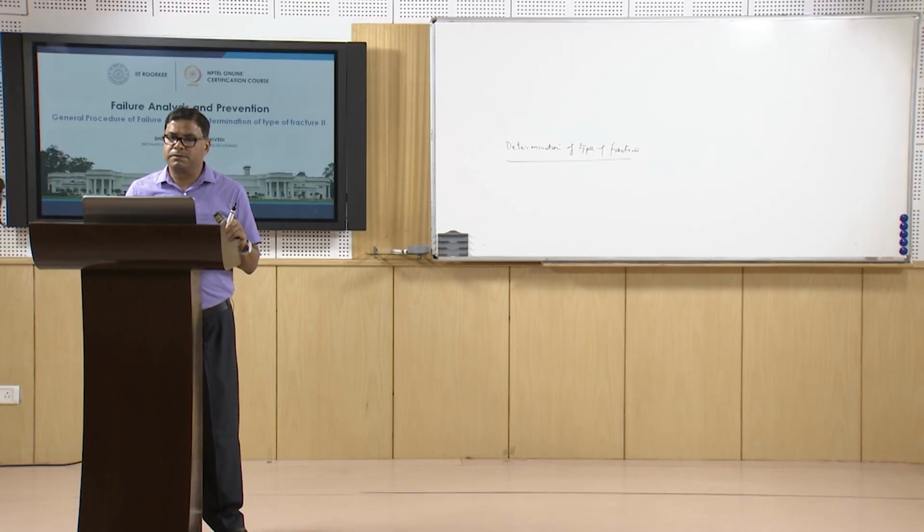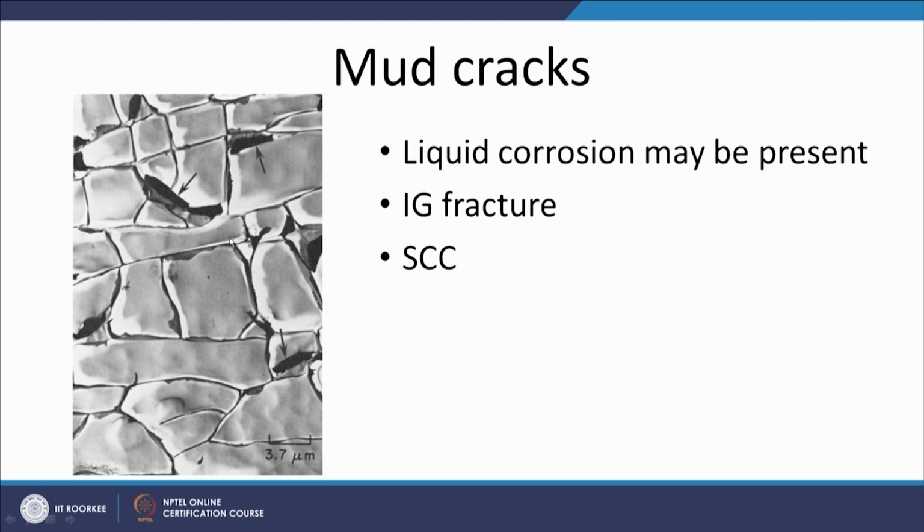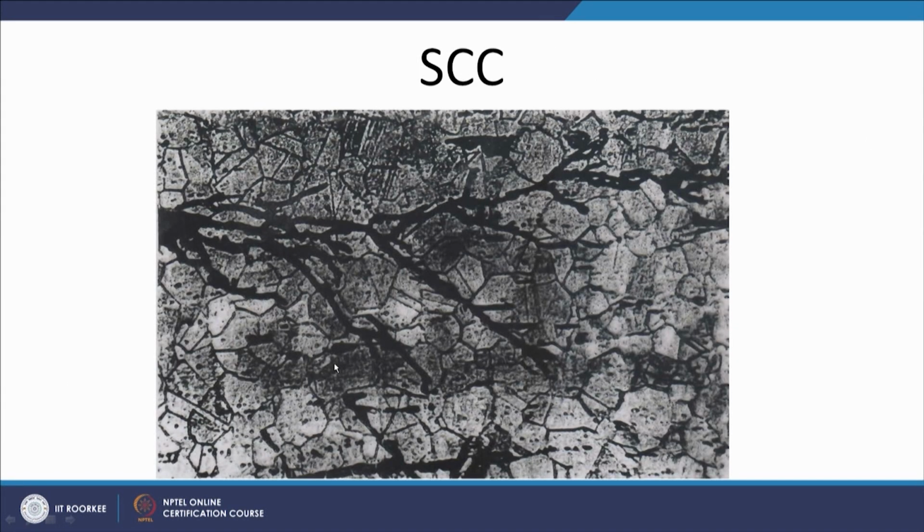When such reactions happen, that leads to a very poor structure of the material. That is why these are called mud cracks, where the corrosion products are present at the grain boundary and darken those areas just like mud. That is why these are called mud cracks.